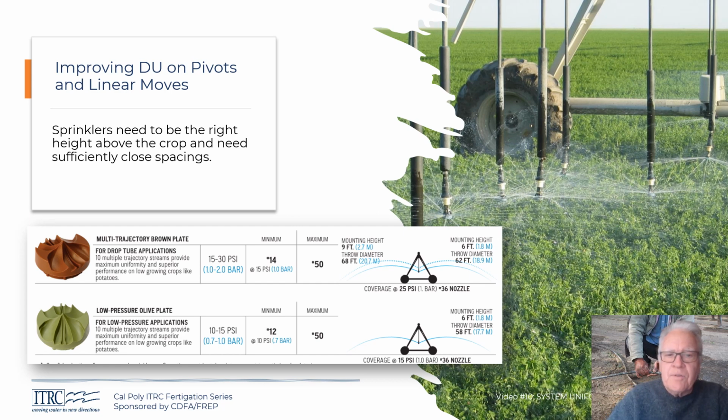But you have to have sufficiently close spacings, and you have to have the right distance above the crop. If you could imagine the extreme, if this was just right at the crop surface and the trajectory went downward, you wouldn't get much coverage at all.